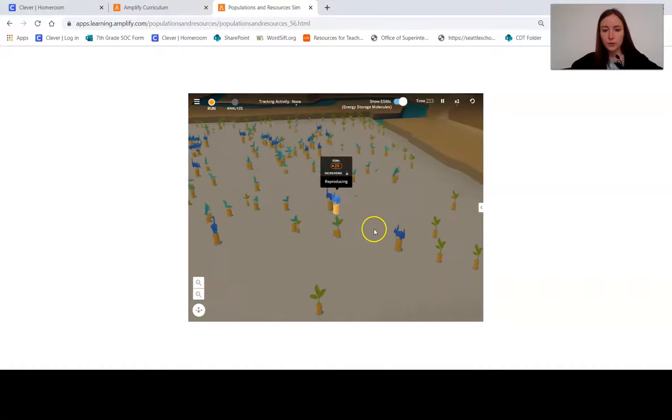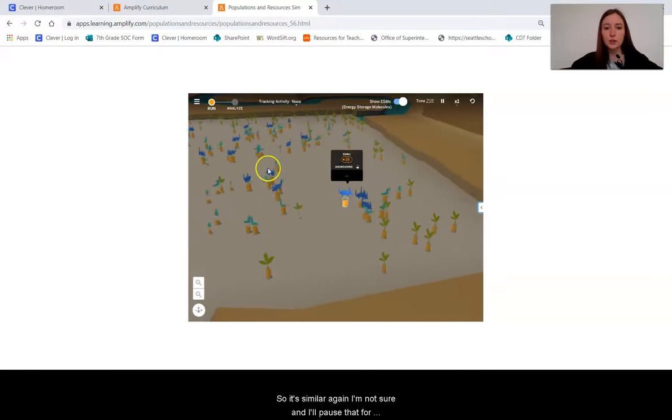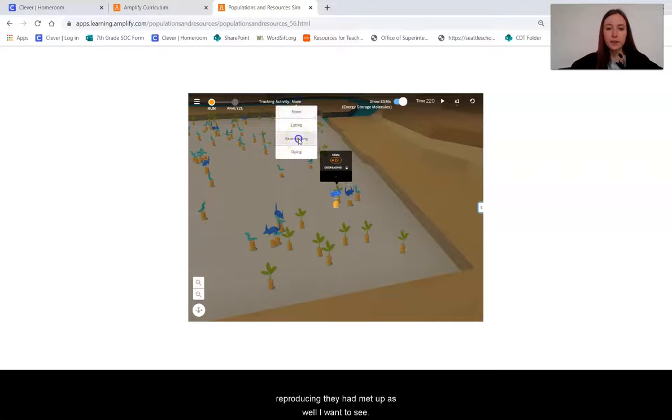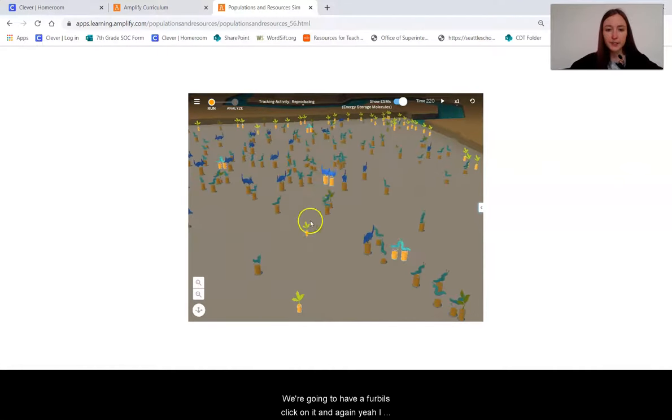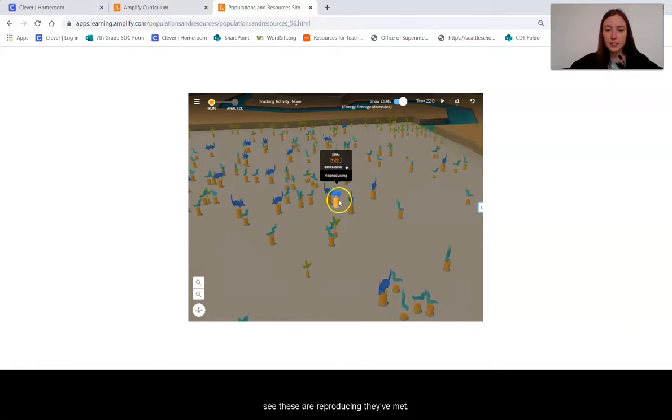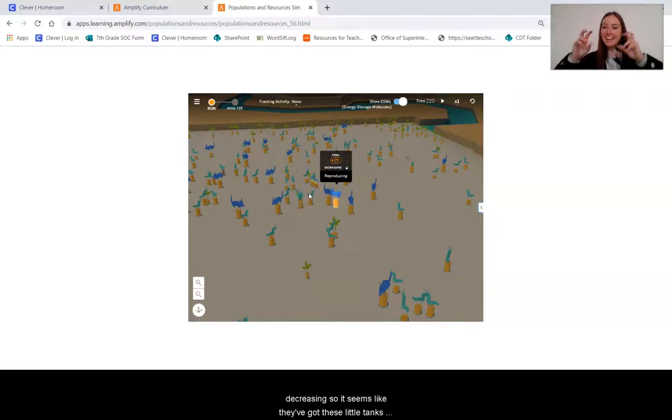Oh, here's a furball. So similar again, I'm not sure, and I'll pause that for just a moment, but when those furballs were reproducing, they had met up as well. And I wanna see, here we're gonna have a furball, we'll click on it. And again, yeah, I see these are reproducing, they've met up. And again, I'm seeing this energy storage molecule decreasing. So it seems like they've got these little tanks of energy underneath, and they are using that energy when they are reproducing, which is interesting.